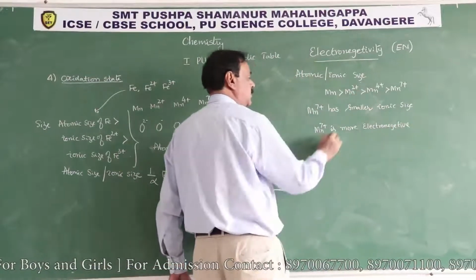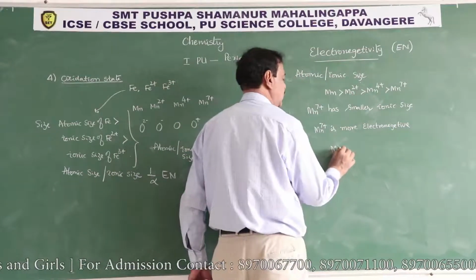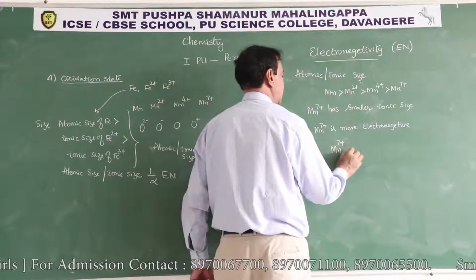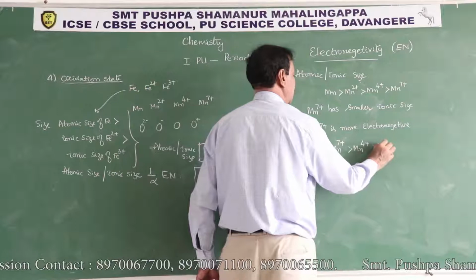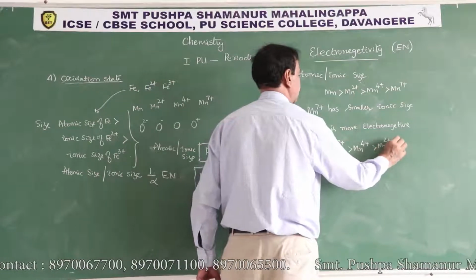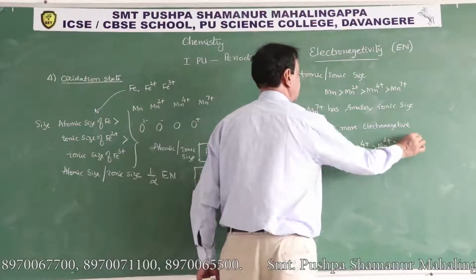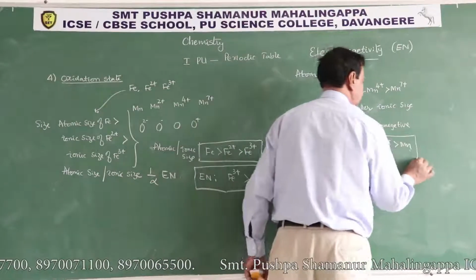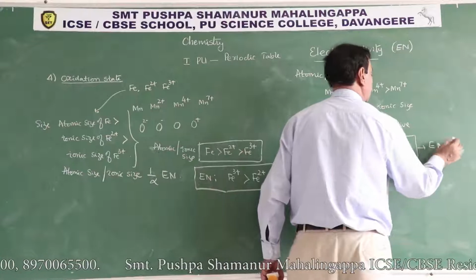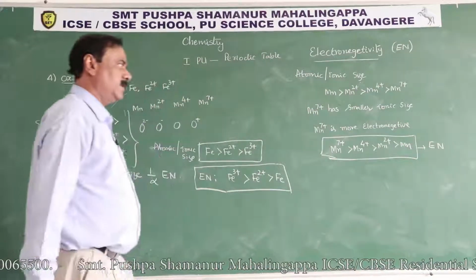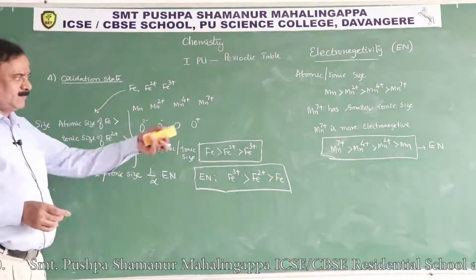Therefore, we can arrange them in the decreasing order of electronegativity: Mn7+ is greater than Mn4+, which is greater than Mn2+, which is greater than Mn. This is the order of electronegativity values. Is it clear? Yes.